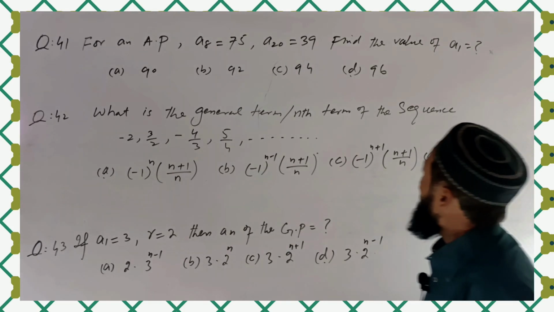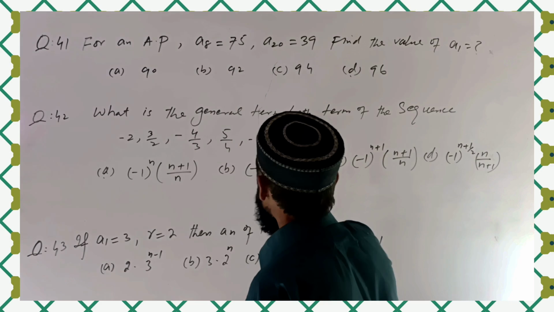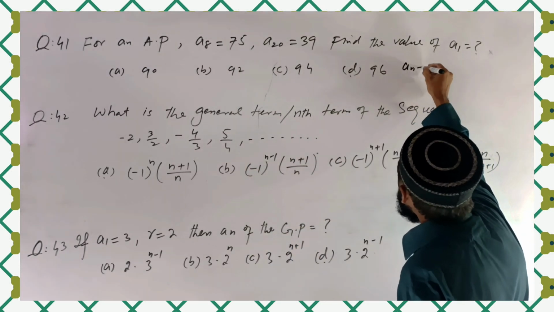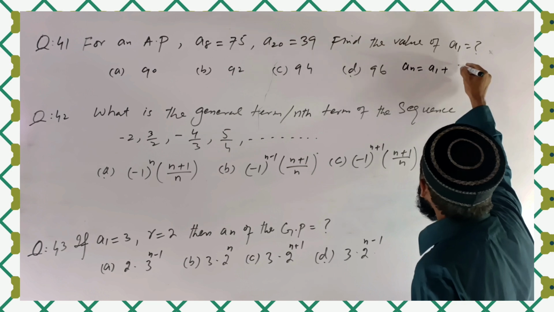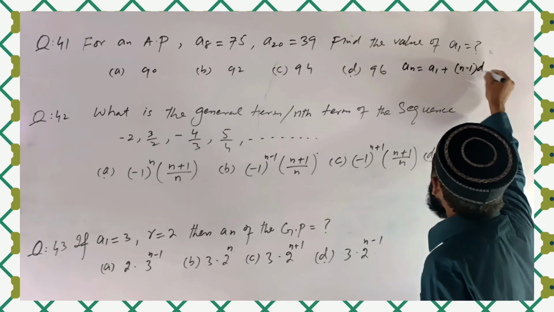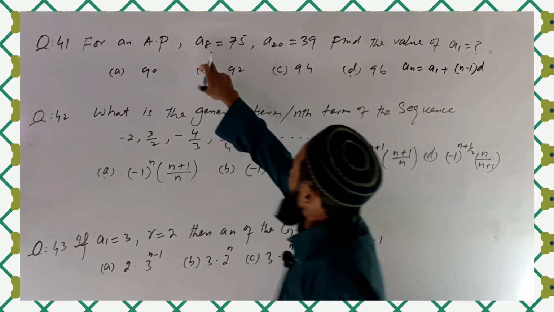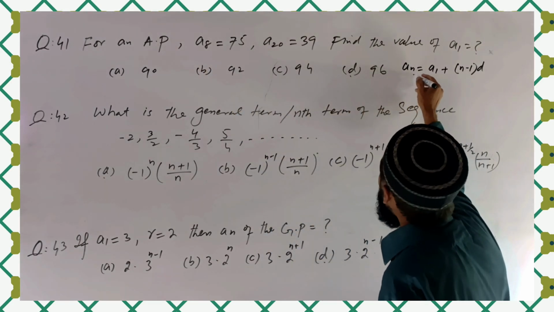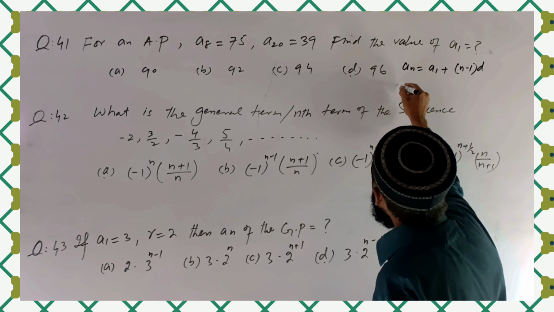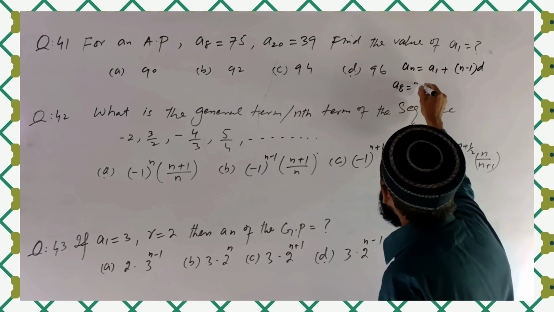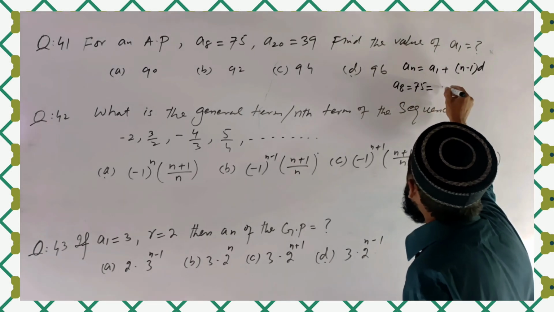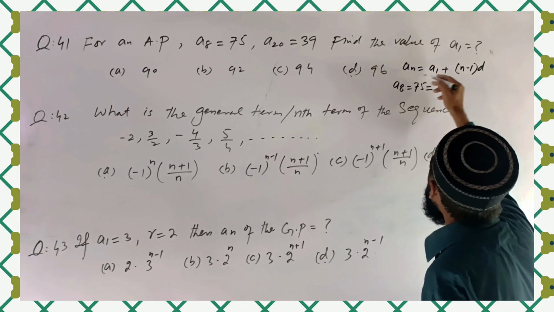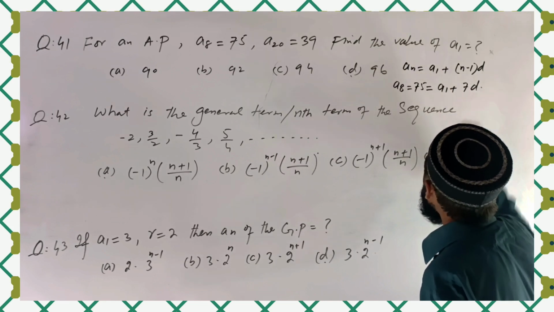Look here, for an arithmetic progression we have the general formula An is equal to A1 plus (n minus 1)d. First of all, the 8th term is required as 75, so we put n is equal to 8. So we will get A8 equal to 75, and the first term is unknown, which we are finding, and 8 minus 1 we will get 7.